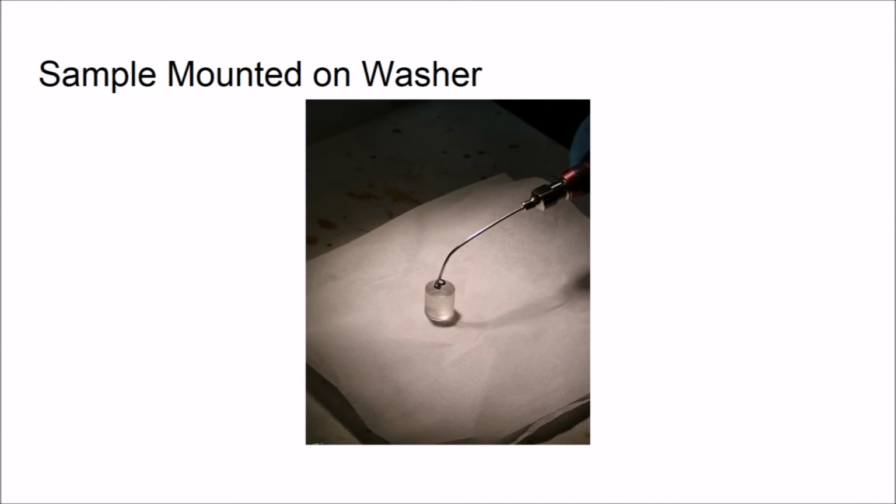Next, the sample will be mounted onto a washer so that it can be safely handled. This is done using vacuum tweezers, as the sample is too small to easily be worked with by hand. Because the washer is a standard size, it also allows the sample to be mounted inside the transmission electron microscope.